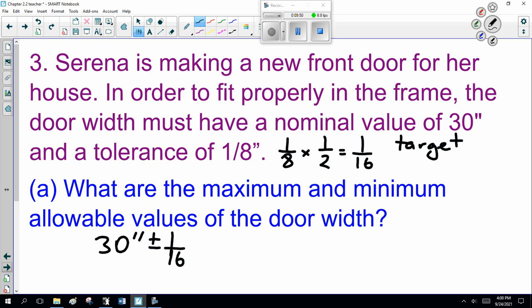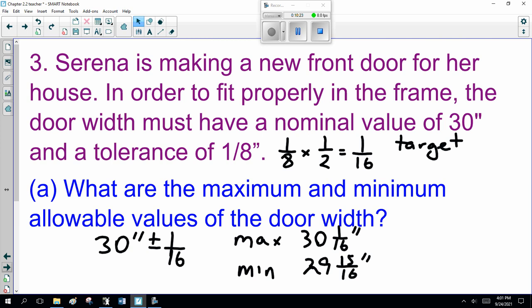So, 1/16, yes. So, that's how big the door is that she can make. Because if you've ever done carpet, you know there's a little bit. So, the maximum is 30 and 1/16 inches, and the minimum would be 29 and 15/16 of an inch. Now I'm really showing my age because I can do that 16th of an inch in my head.